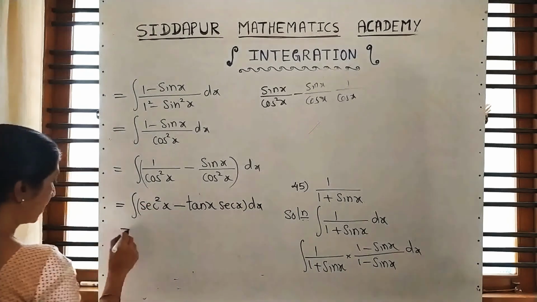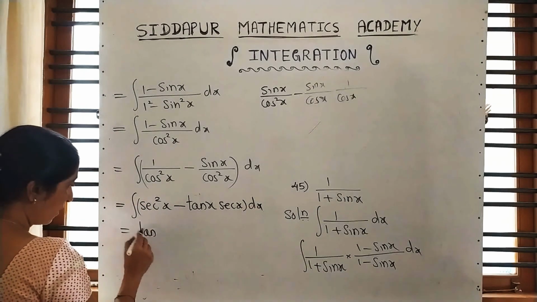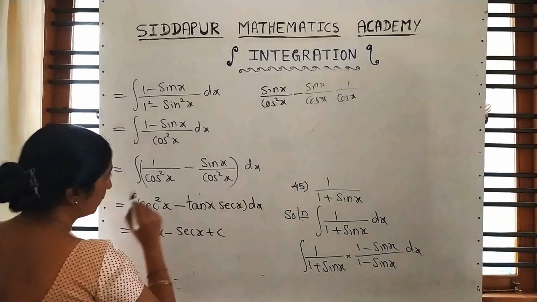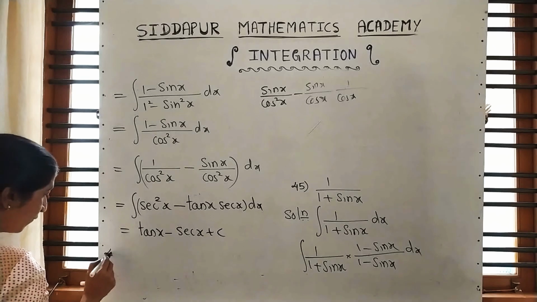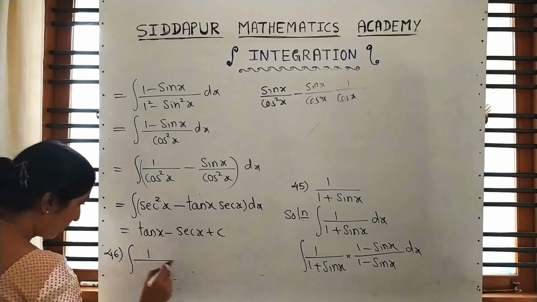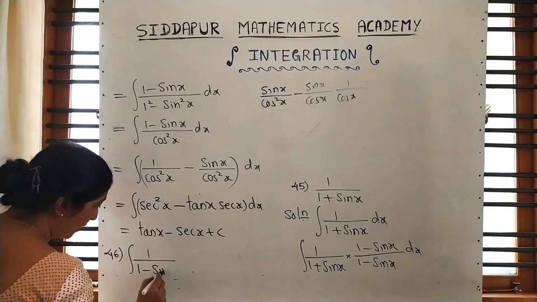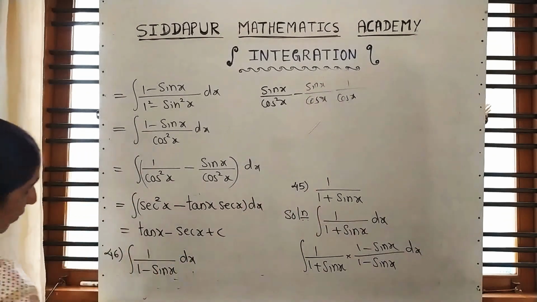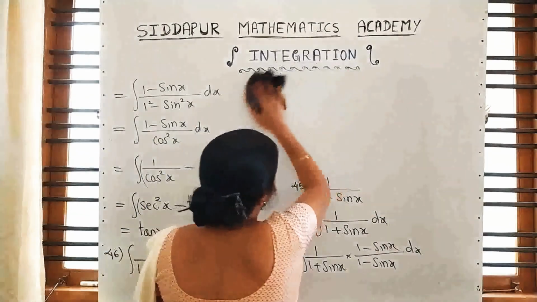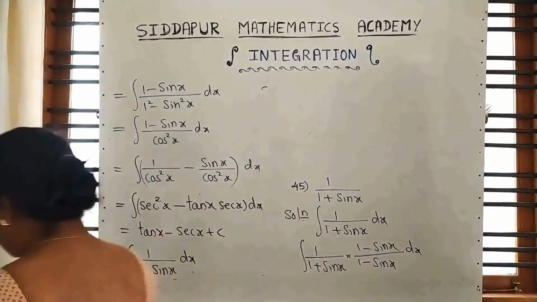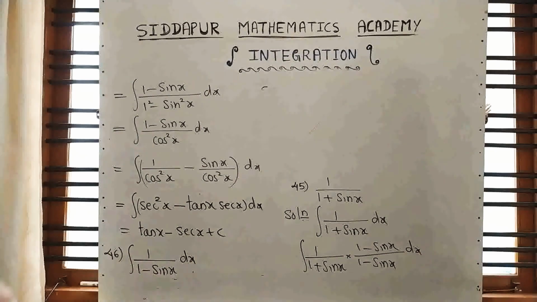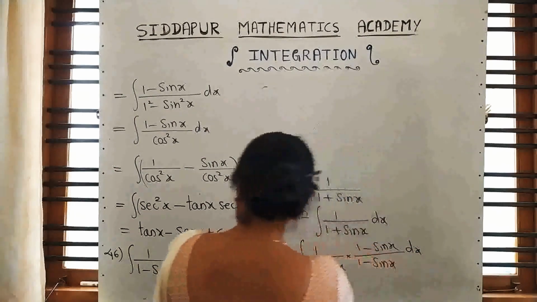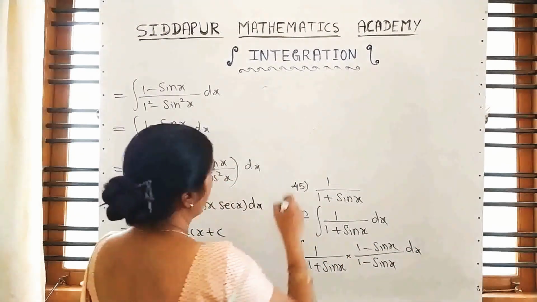Now tell me, what is the integration of secant square x? Tan x. What is the integration of tan into sec? Sec. Correct or what? Question number 46 I will give as work for students, because the only difference is minus. Here I give 1 plus sin x, and for students I give 1 minus sin x. Only change is sign. Instead of plus I give the minus. Same. Here when you are rationalizing, it should be 1 plus sin x and 1 plus sin x.